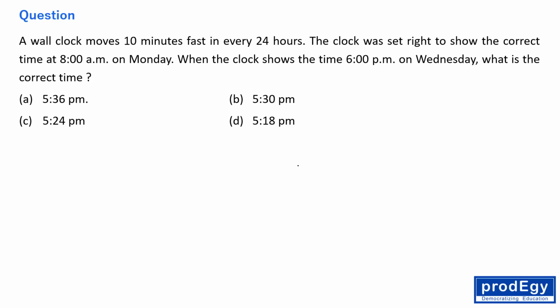Okay, so this question again belongs to general mental ability. The topic is clock, right? Since clock is mentioned in this question. A wall clock moves 10 minutes fast in every 24 hours. The clock was set right to show the correct time at 8 AM on Monday. Fine. When the clock shows the time 6 PM on Wednesday, what is the correct time? The clock is showing 6 PM on Wednesday.